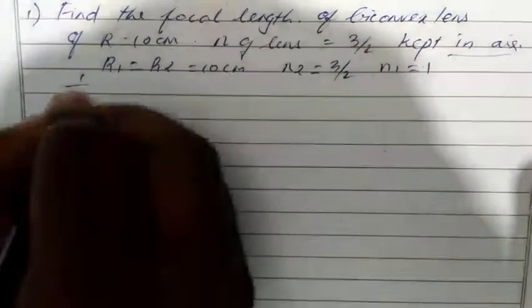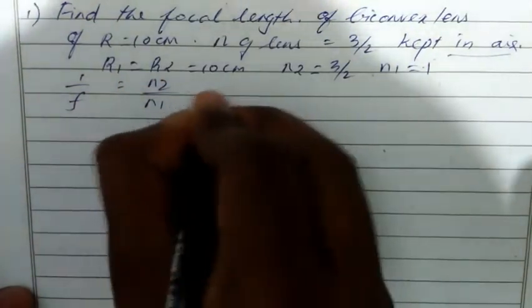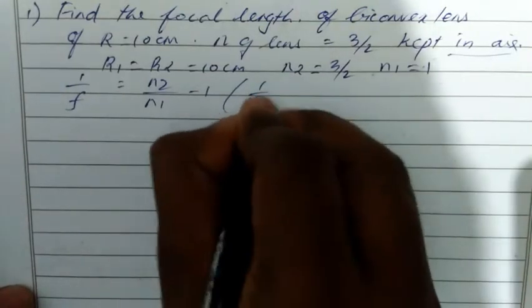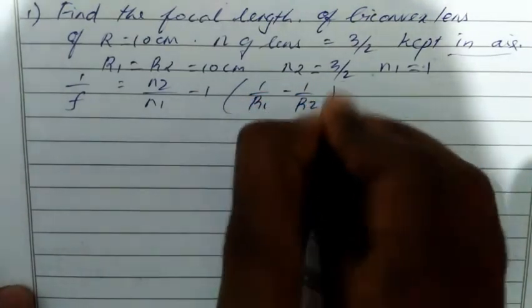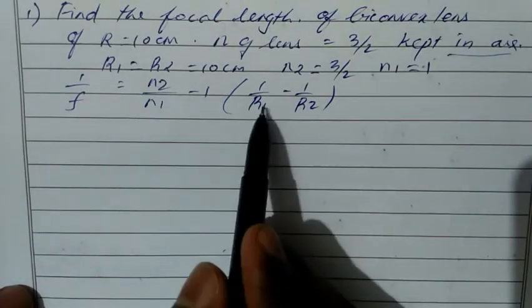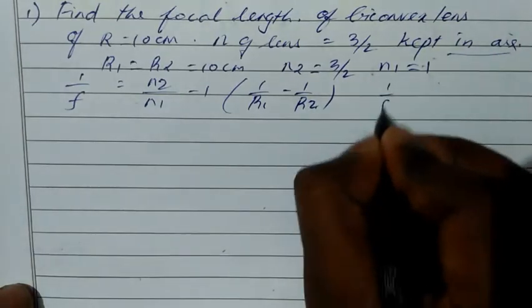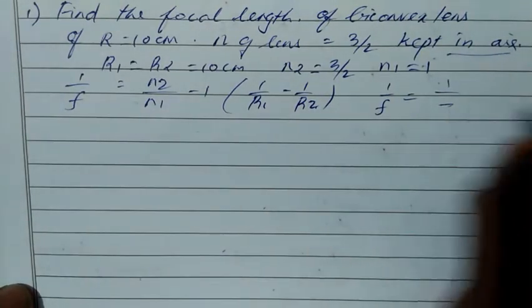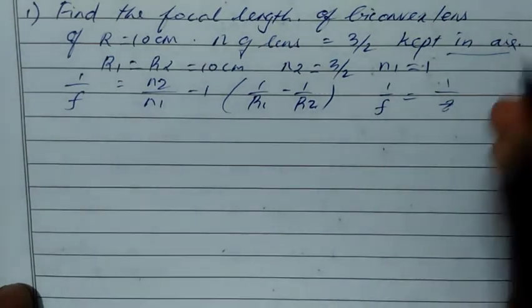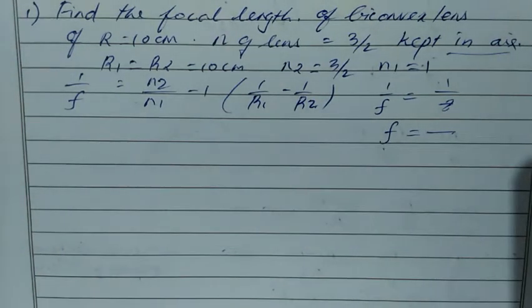Write the formula. 1 by f equal to N2 by N1 minus 1, 1 by R1 minus 1 by R2. So we know all the values N2, N1, R1, R2. Substitute all the values, then we will get the value of 1 by f. Then we have to take the reciprocal. If you take the reciprocal, we have the f value which is in centimeter. Kindly solve this problem and post the answer in the group.